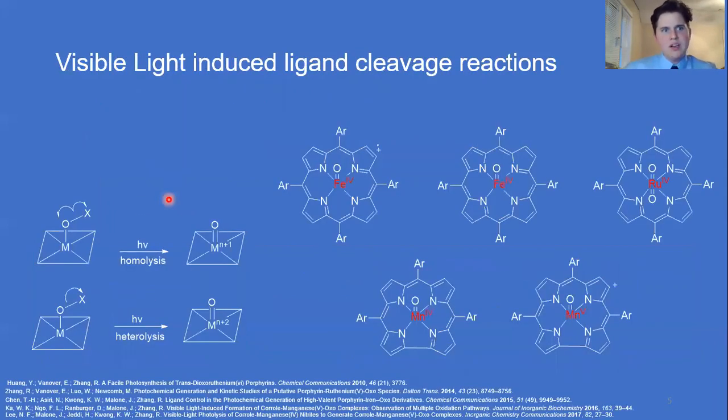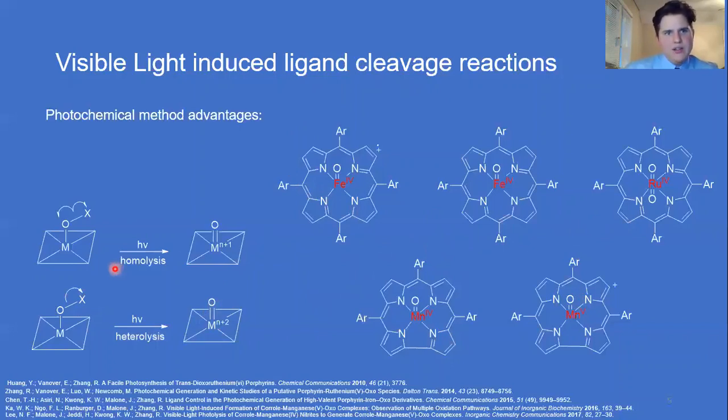So previously, our research group has developed these visible light-induced ligand cleavage reactions, which basically involve the homolytic cleavage of this oxygen-halogen bond in this apical position, which induces a single electron oxidation of this metal, or it can involve the heterolytic cleavage of this oxygen-halogen bond to generate a two electron oxidation. And we were able to do this with several different porphyrin models as well as corrole models.